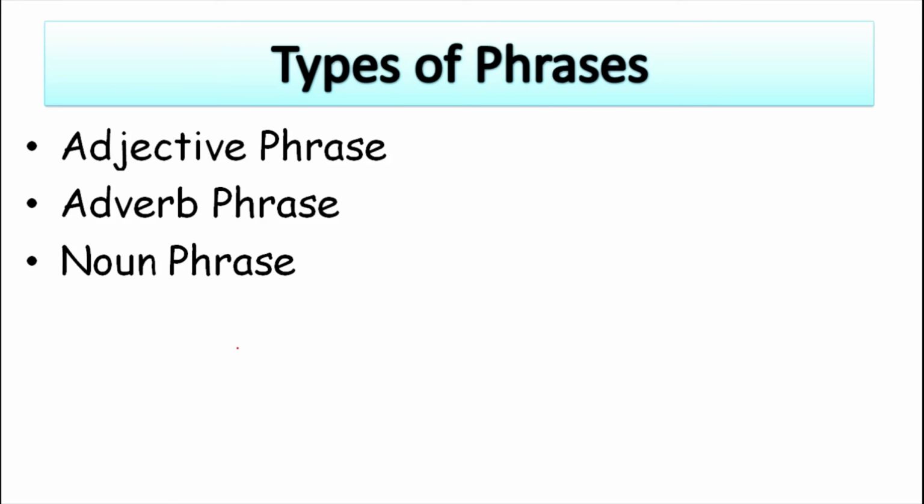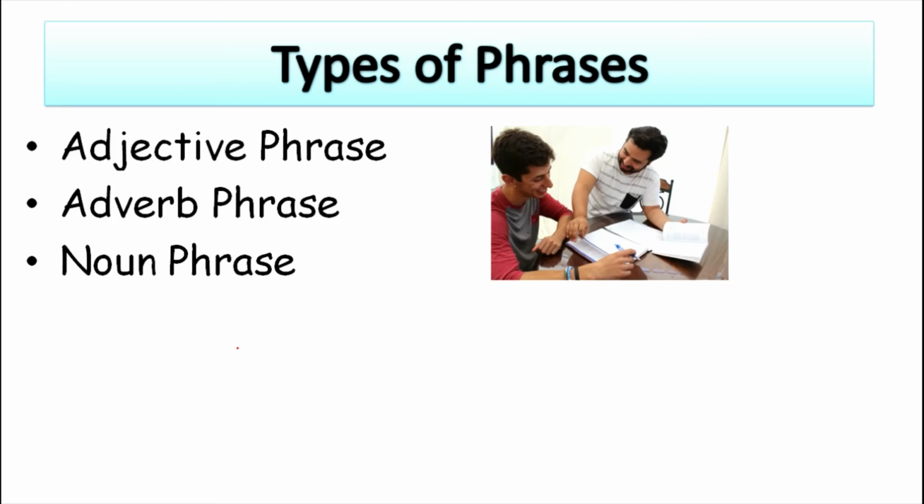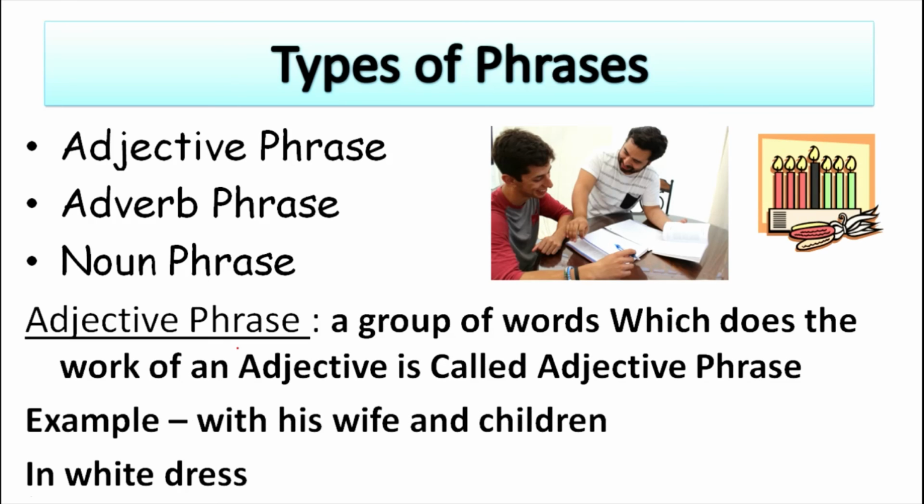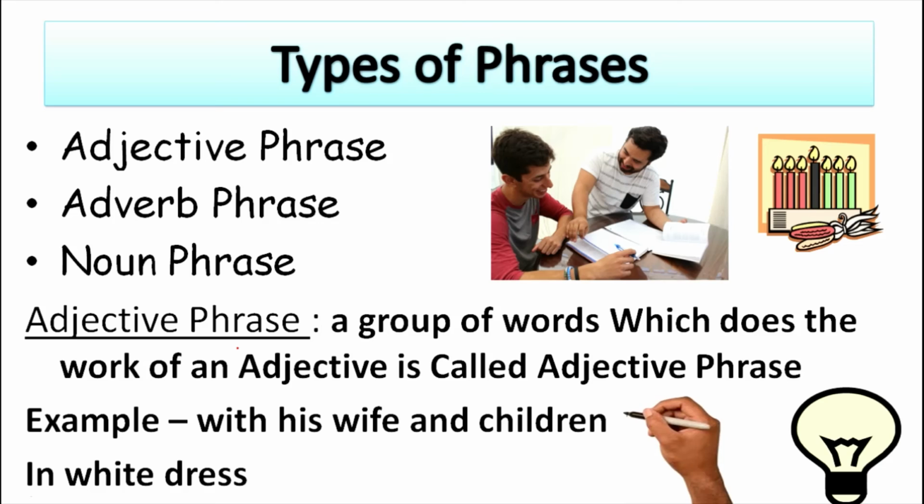Types of phrases: adjective phrase, adverb phrase, noun phrase. These are the types of phrases. Let's understand the first, adjective phrase. A group of words which does the work of an adjective is called an adjective phrase. Examples: with his wife and children, in white dress. This is a group of words and it is an adjective phrase. So this was an adjective phrase.